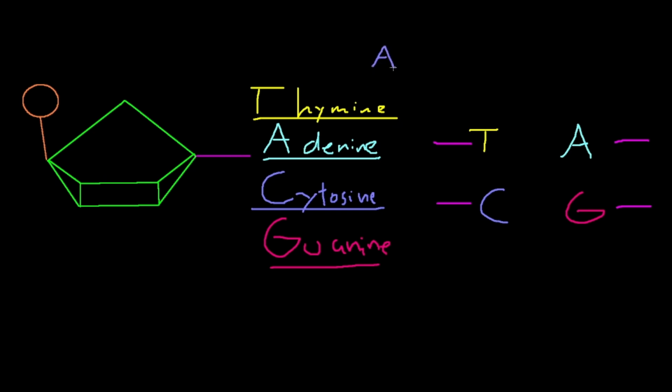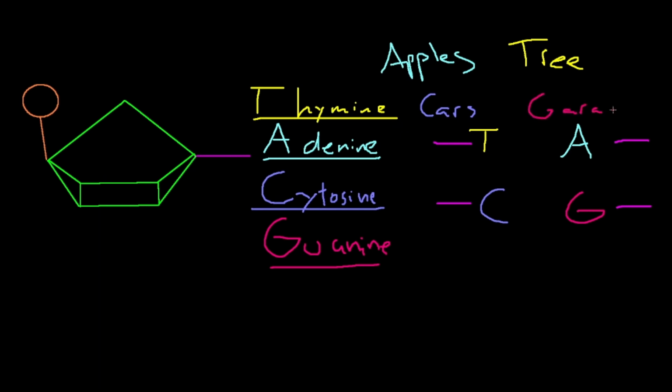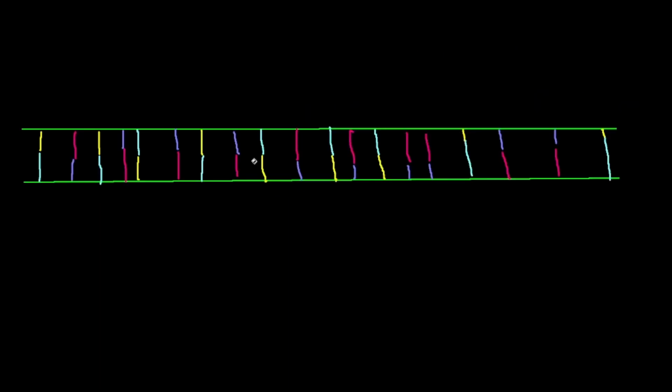Apples in a tree. And then for C and G, we can do cars in a garage. So this is a helpful little way to remember what pairs with what.